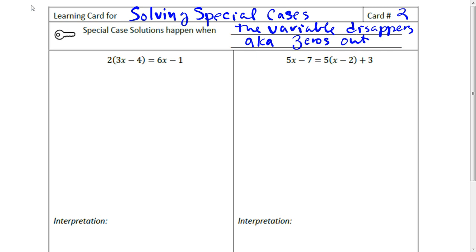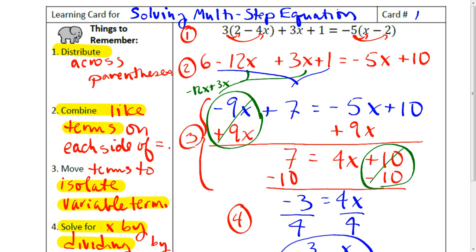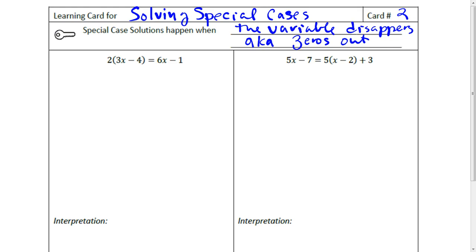So we know our steps from our previous learning cards. See the line right there. So we're going to distribute stuff out. So everybody gets a 2 in the parentheses. 6x minus 8 is equal to 6x minus 1. Now, I move the variables first. If you don't, I'll show you both. If you don't do it that way, you still get the same answer. So I'm going to subtract 6x.